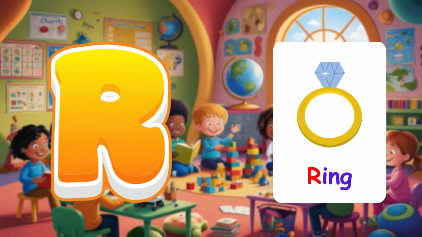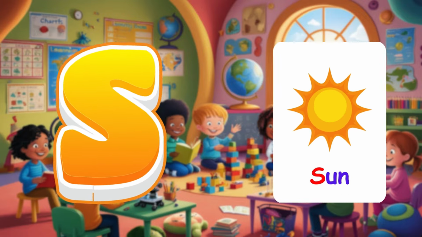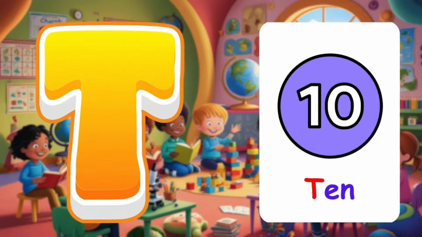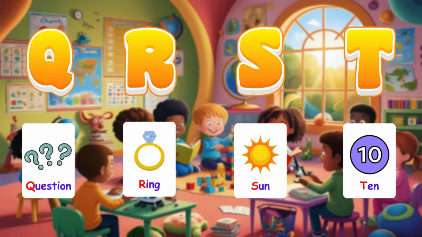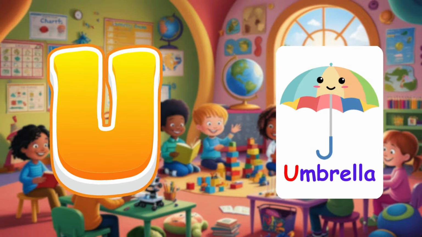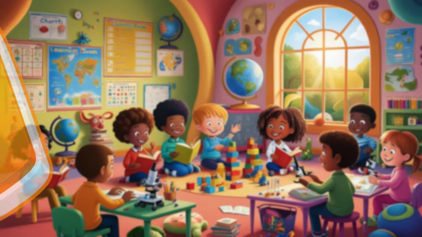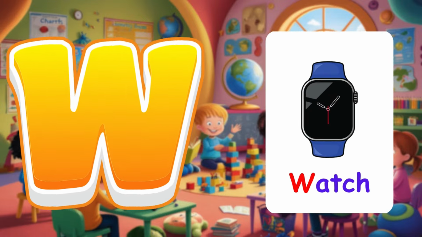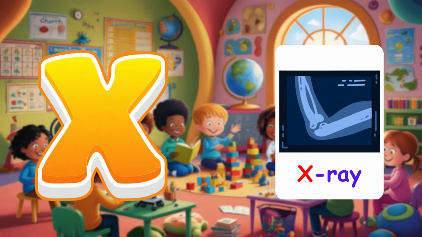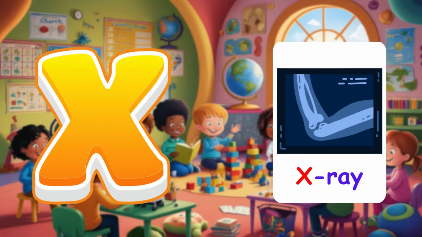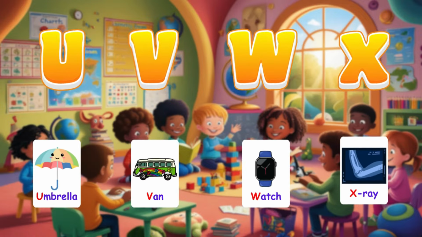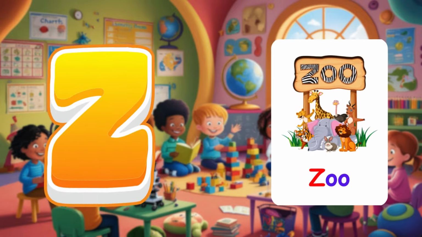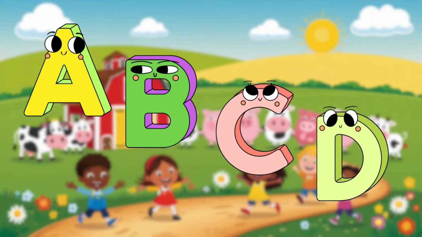R is for ring, ring. S is for sun, sun. T is for ten, ten. U is for umbrella, umbrella. V is for van, van. W is for watch, watch. X is for x-ray, x-ray. Y is for yellow, yellow. Z is for zoo, zoo.